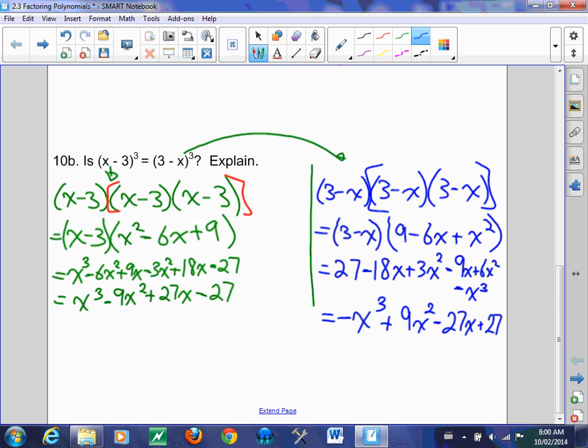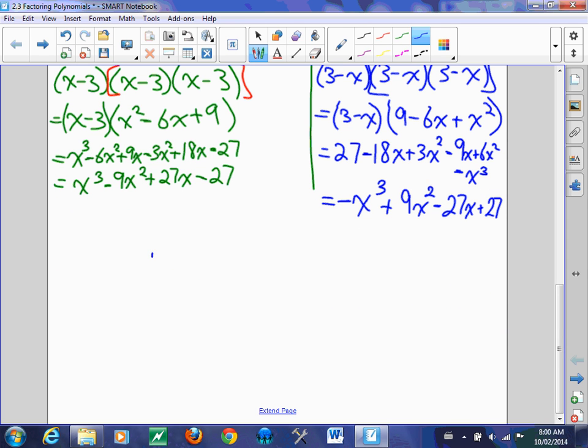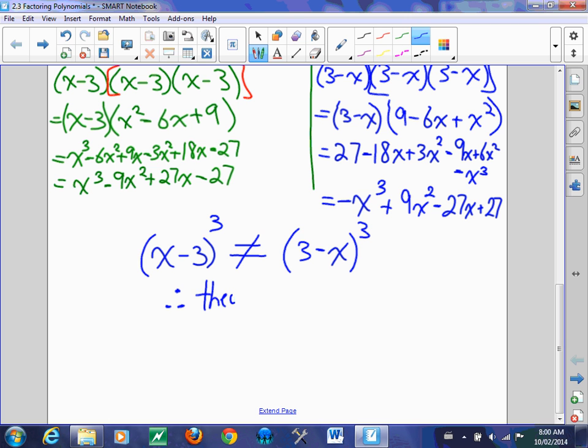So are they equal to each other? Looking at the expressions, hey, it's darn close. Again, we've got the numbers looking the same, but the signs are different in many cases. So what you're going to do is say that x minus 3 cubed is not equivalent to 3 minus x cubed because the expressions are not the same. So therefore, they are not equivalent.